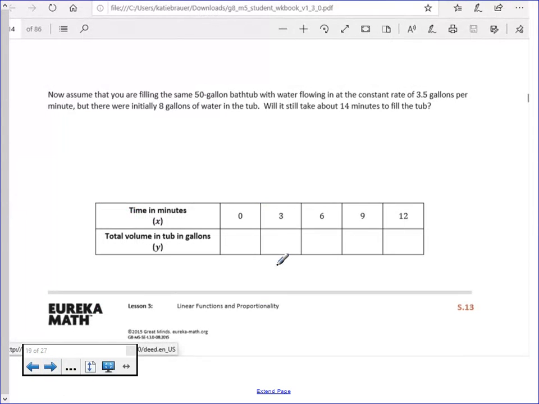Okay, moving on to the next question. Now you're going to assume that you're filling up the same exact bathtub. It's 50 gallons, same rate. The water's coming out at 3.5 gallons every minute, but this time the bathtub already has 8 gallons of water in the tub. Will it still take 14 minutes to fill up the tub? Someone raise your hand and tell me what you're thinking here. Will it take the same amount of time? No, it should take less time.